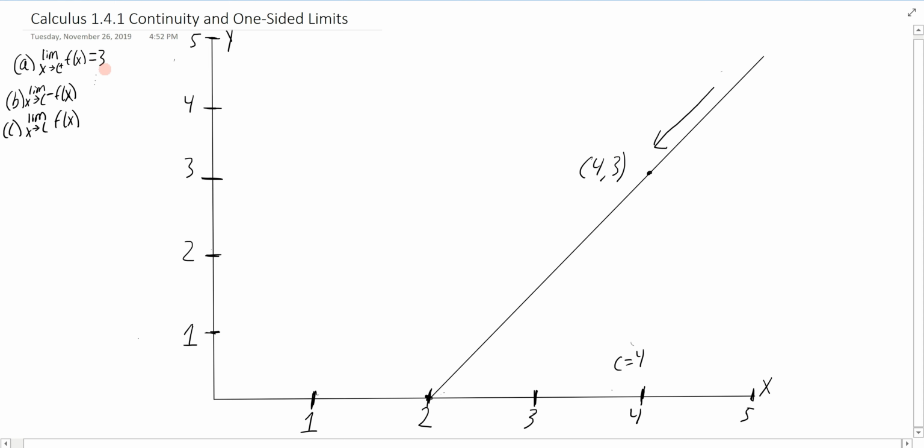Now from the left, all this means is instead of going from 5 to 4.5, let's say, okay, let's go from 3 to 3.5.